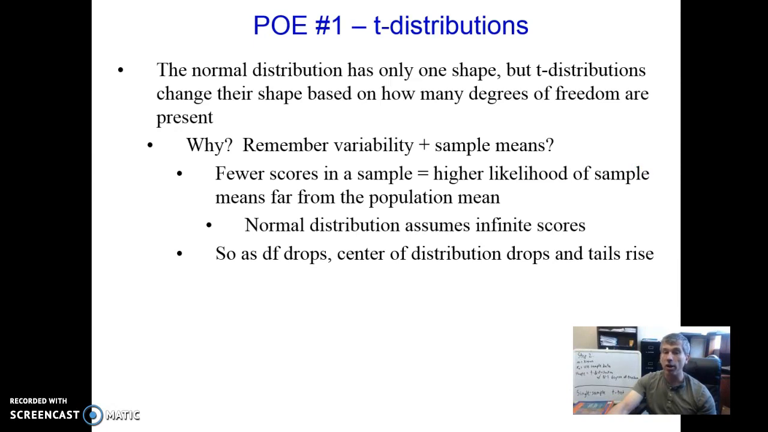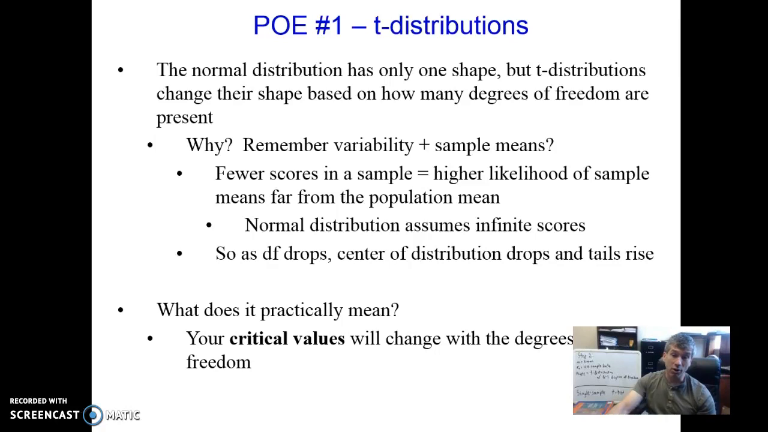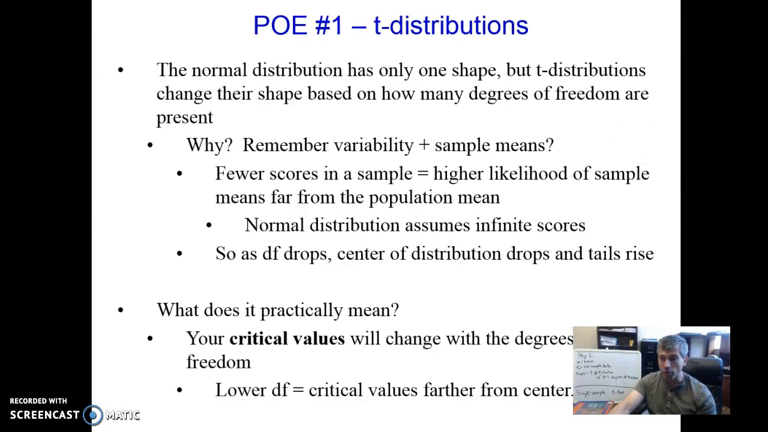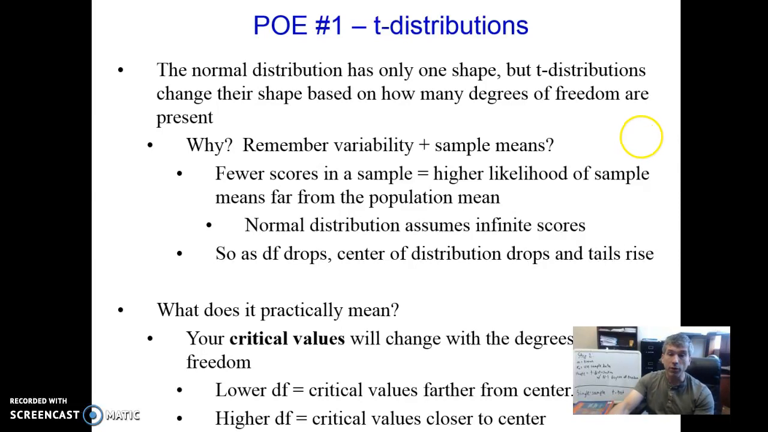In our t-distributions, as your degrees of freedom drop, the center of the distribution also drops and the tails rise. They get thicker, they get more common. What that means for our purposes is the critical values are going to change with the degrees of freedom. Specifically, the fewer degrees of freedom you have, the farther away from the mean your critical values are going to get. Because again, you have to get farther and farther away to be in that most extreme 5% or 1% that's described by alpha. So lower degrees of freedom, your critical values are farther from the center. Higher degrees of freedom, your critical values get closer to the center. With enough degrees of freedom, if you measure enough people, your t-distribution eventually becomes identical to a normal distribution.